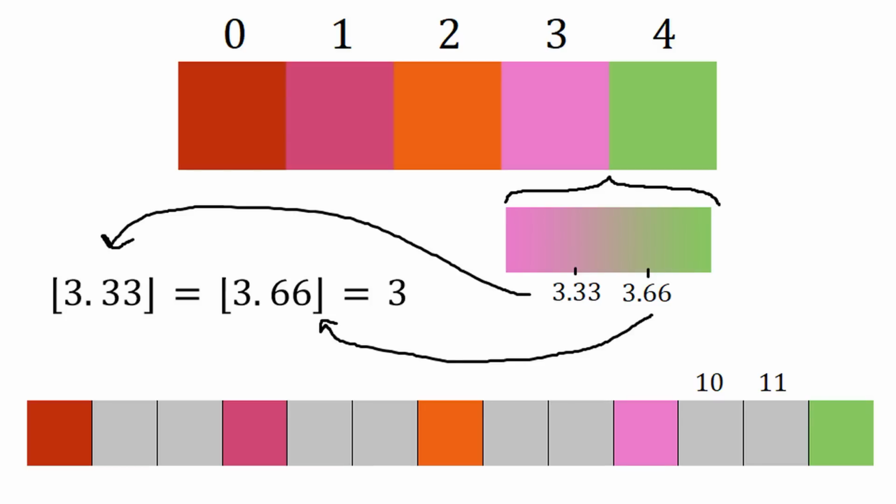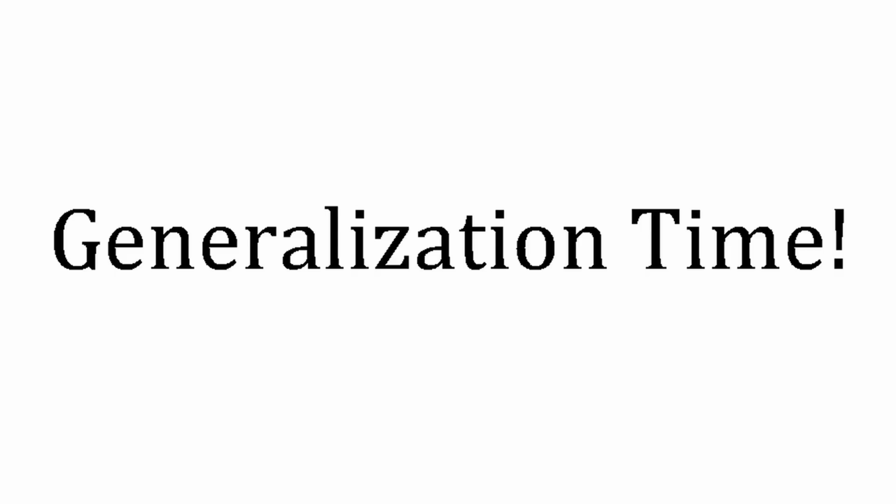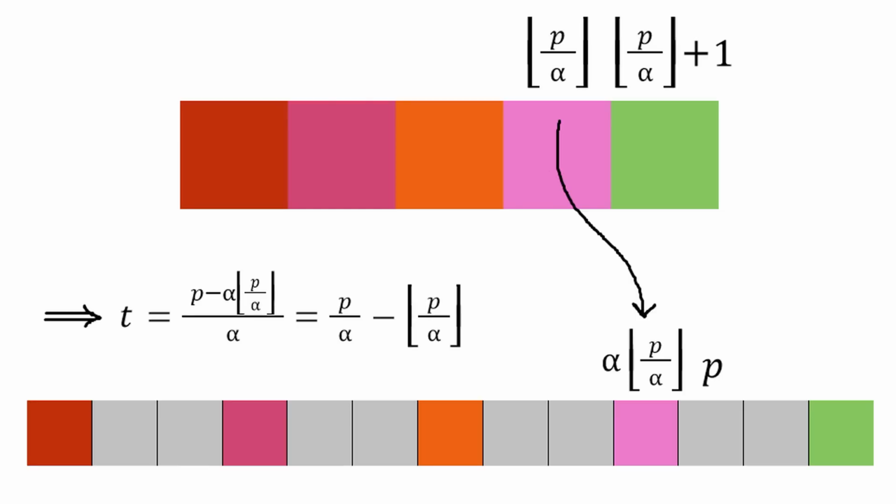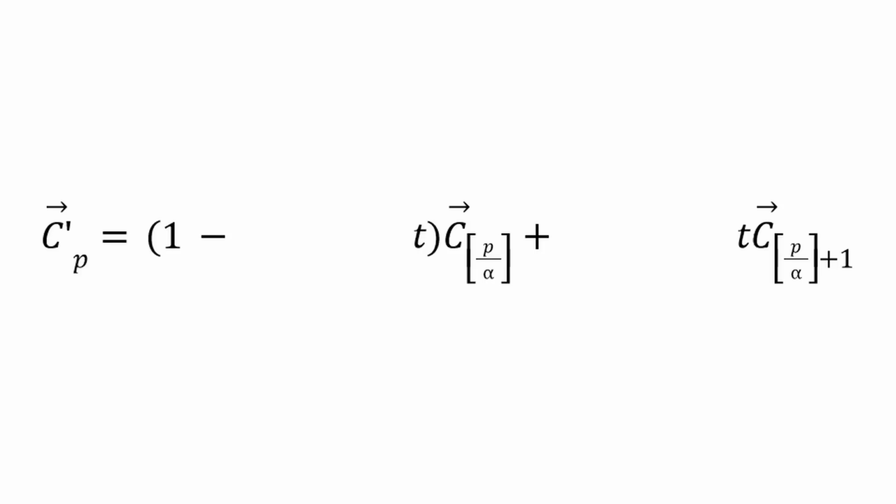some given real number. And so, for an image scaled up by some factor alpha and an index p, its position in the original image is p over alpha, and the colors we need to interpolate between are the floor of p over alpha and the floor of p over alpha plus 1. And our t, which we'll again calculate by the distance between the pixels divided by the scaling factor, looks like this. Finally, we can plug everything in and get our final formula.